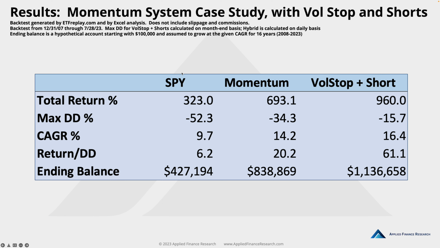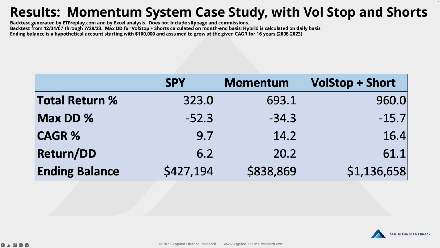So the first column is the return for the S&P 500 for this backtest period. So we have a return of 323% on a maximum drawdown of 52.3, compounded annual growth rate of 9.7. That gives us a return to drawdown ratio of 6.2. And this is the ending balance of a hypothetical account that starts with $100,000 and is assumed to grow at the given compounded annual growth rate for 16 years. So that's 2008 through 2023.